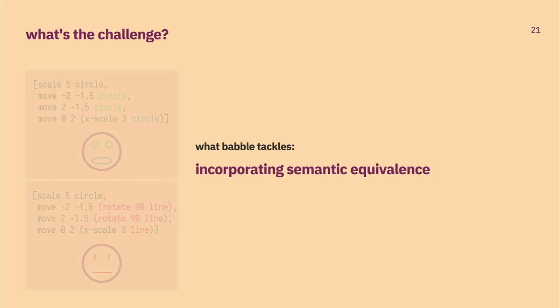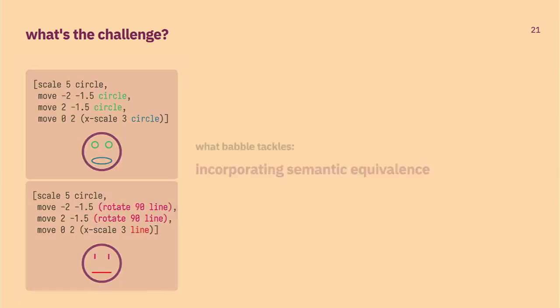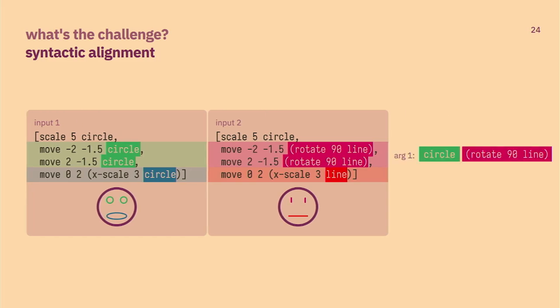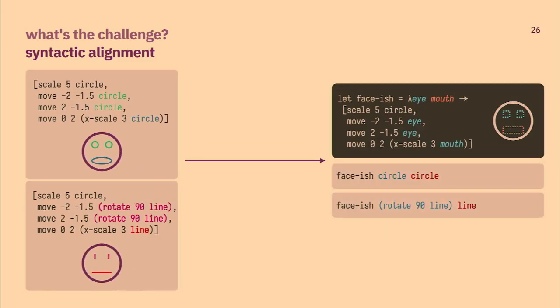And to explain what I mean by this, we're going to go back to our faces from before. So for a second, let's pretend that we're the computer. We don't know anything about circles or lines or geometry, and we're just looking at these programs purely syntactically. Well, it would seem like the best we can do is learn an abstraction that takes 2 arguments. First, we need an argument for eye shape. It's circle on the left, rotate 90 line on the right. Second, you need an argument for the mouth shape, circle on the left, line on the right. Thus, the resulting abstraction you'd learn would look something like this. 2 argument abstraction, 1 for eye shape and 1 for mouth shape.